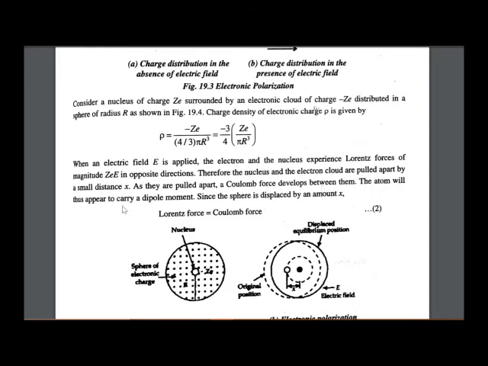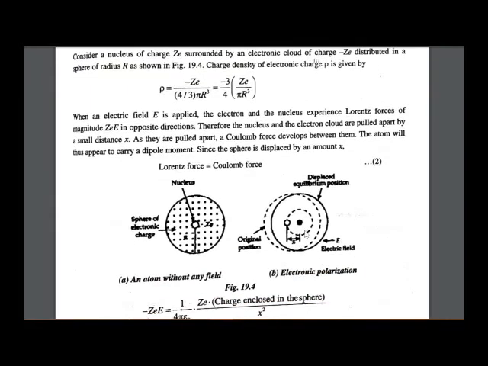The atom will thus appear to carry a dipole moment. Since the sphere is displaced by an amount x, the Lorentz force will be equal to the Coulombian force. Look at the second figure given below.